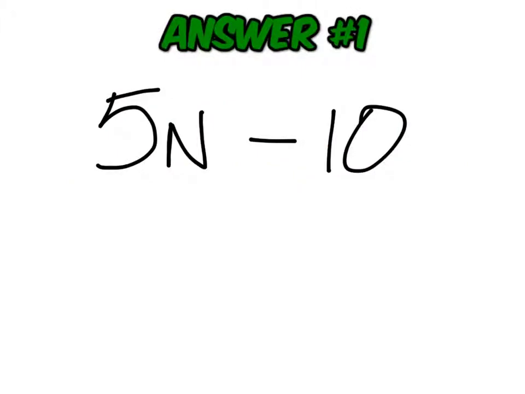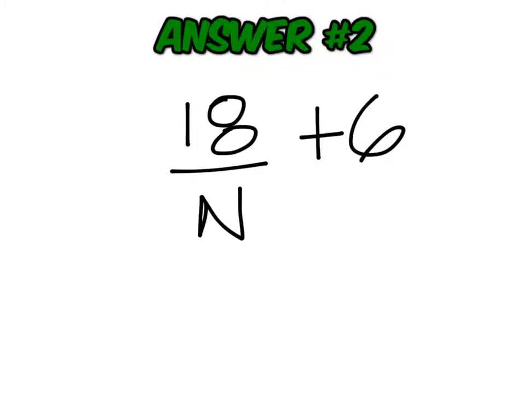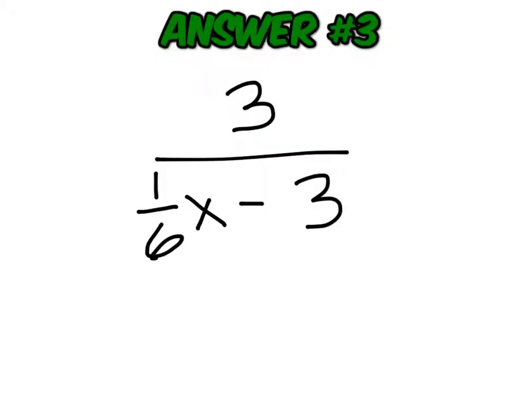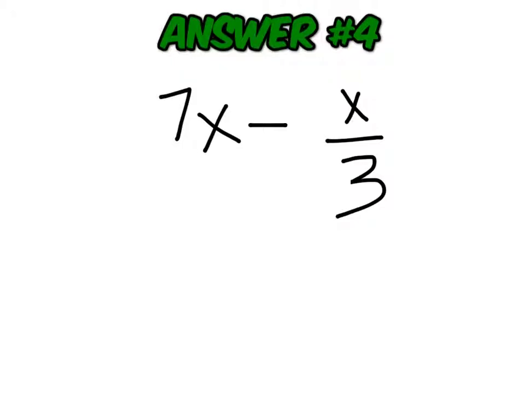For number 1, 5n minus 10. Or an x, 5x minus 10, whichever. 2, 18 over n, and then plus 6. And we'll answer all your questions at the end when we get through it. 3, 1/6 x minus 3. 4, 7x minus x over 3.